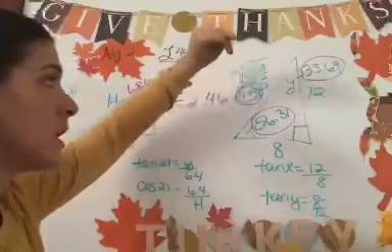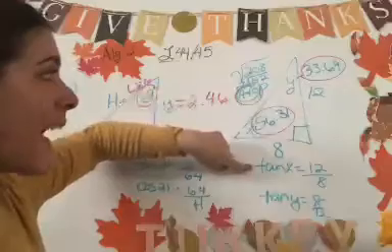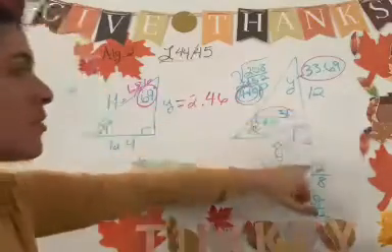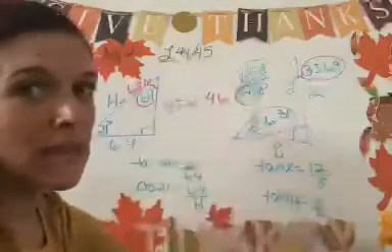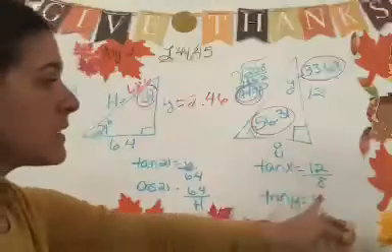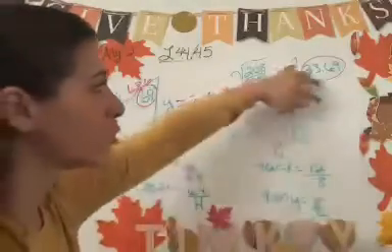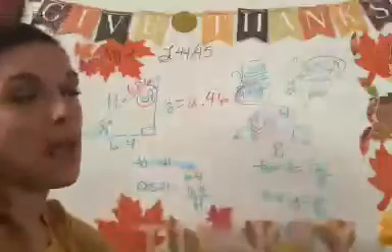square root 13. Then over here I did tan x, opposite over adjacent, so 12 over 8, and I took the shift tan, the inverse tan. Then this one is tan y, 8 over 12, and take the shift tan after that.